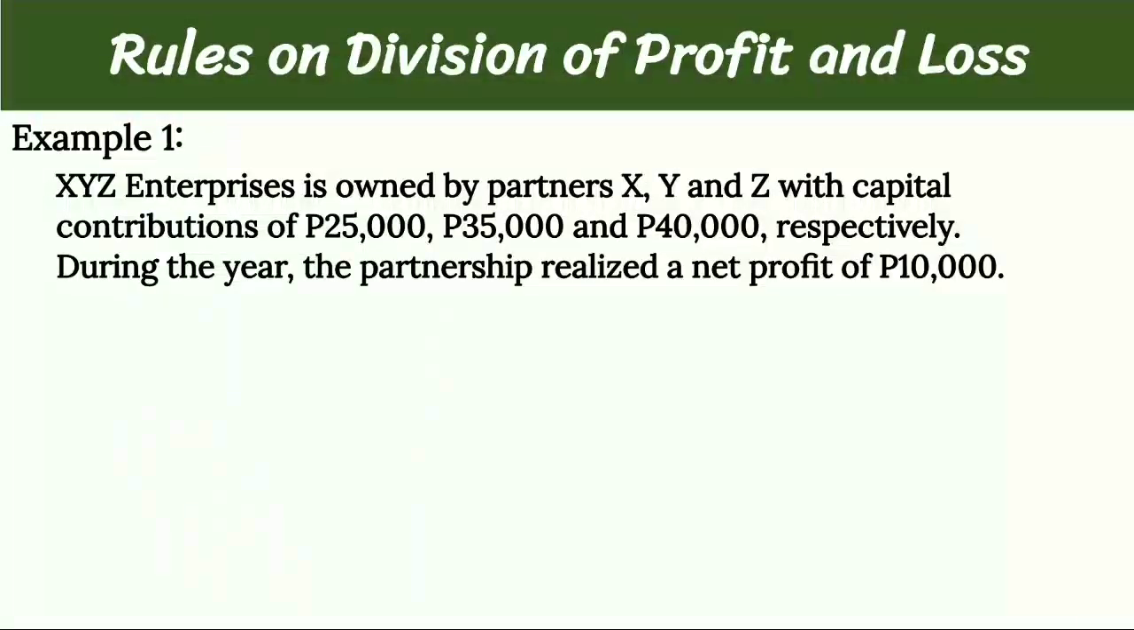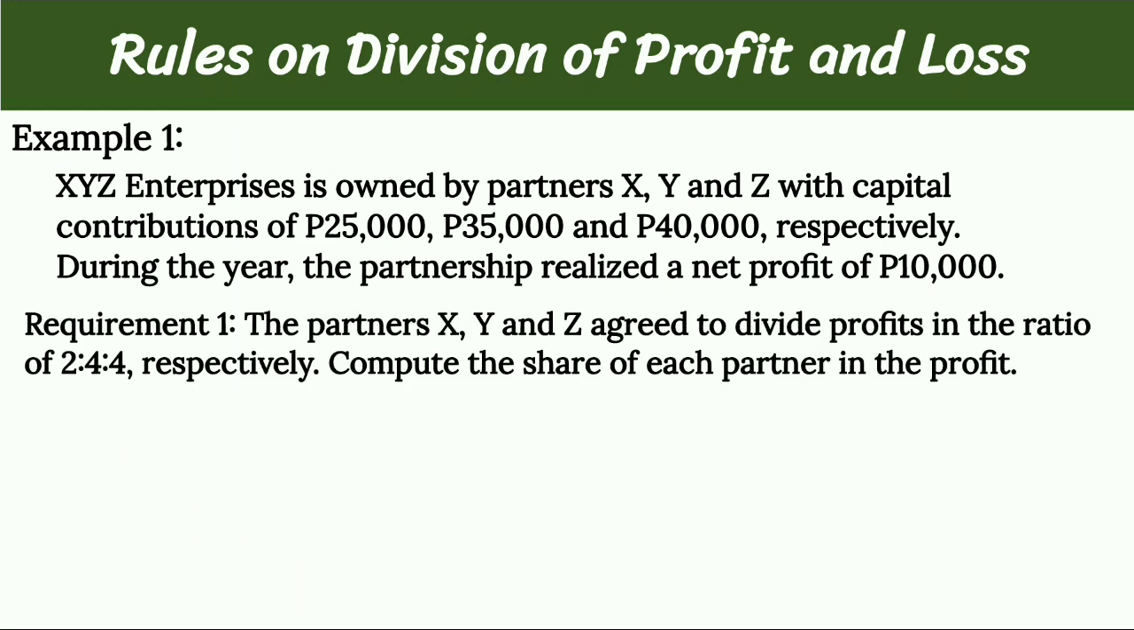Example number 1, XYZ Enterprises is owned by partners X, Y, and Z with capital contributions of 25,000 pesos, 35,000 pesos and 40,000 pesos respectively. Ang capital contribution ni X ay 25,000 pesos, ang capital contribution ni Y ay 35,000 pesos, at ang capital contribution ni Z ay 40,000 pesos. All of the partners here are capitalist partners since ang contribution nila ay pera. During the year, the partnership realized a net profit of 10,000 pesos.